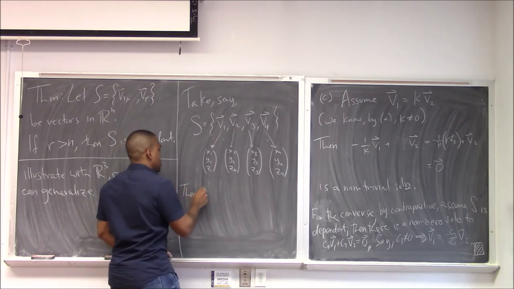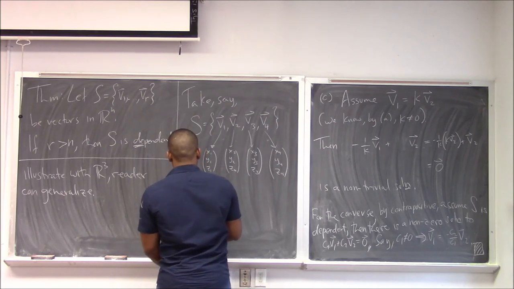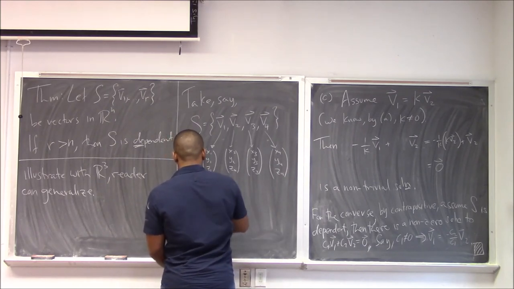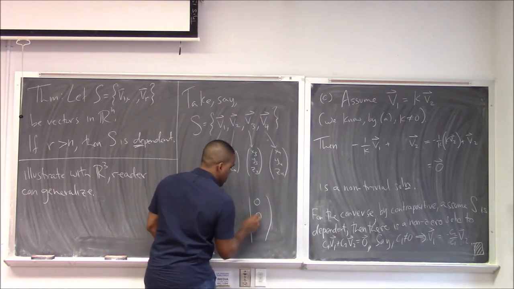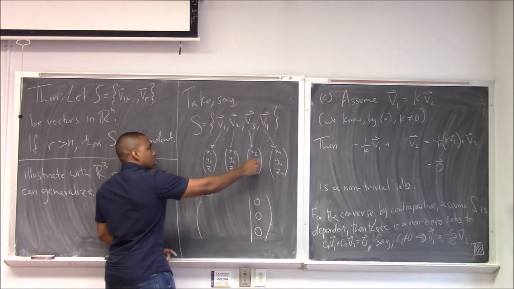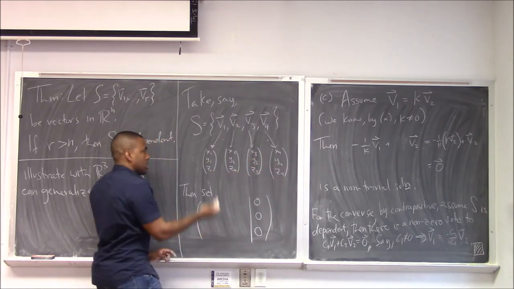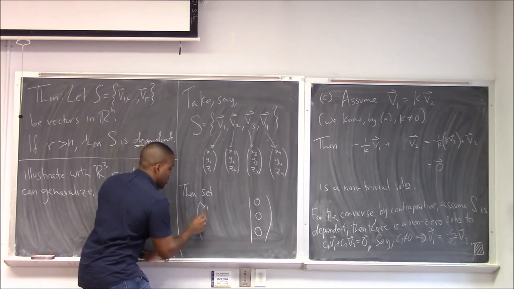Then set up the equation so that it equals the zero vector. Remember, if I take C1 times the first vector plus C2 times the second and so on equal to zero, it ends up being me putting these vectors one after the other in the coefficient matrix.